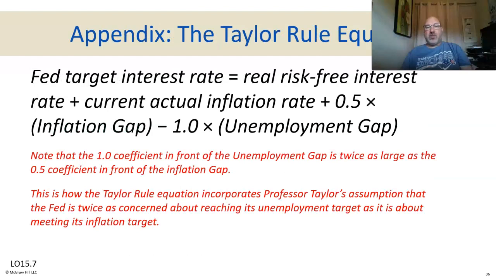So the Fed target interest rate is the real risk-free interest rate plus the current actual inflation rate plus 0.5 times the inflation gap minus 1 times the unemployment gap. So the 1 coefficient in front of unemployment is twice as large as the 0.5 in front of the inflation gap. So that's why we're saying that they care twice as much about employment as they do inflation.